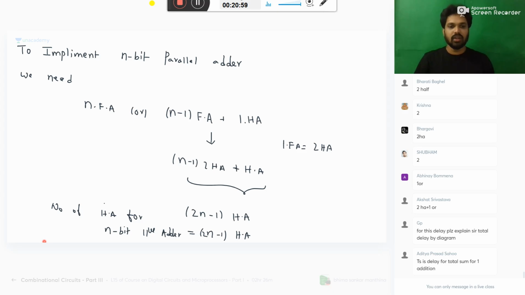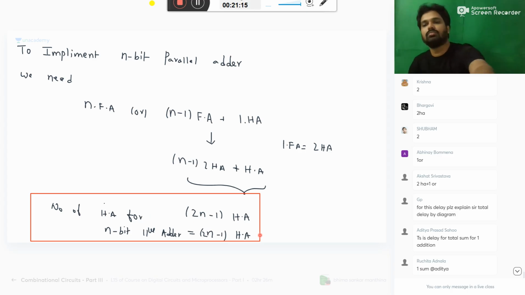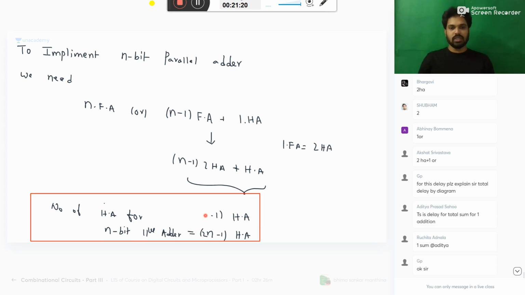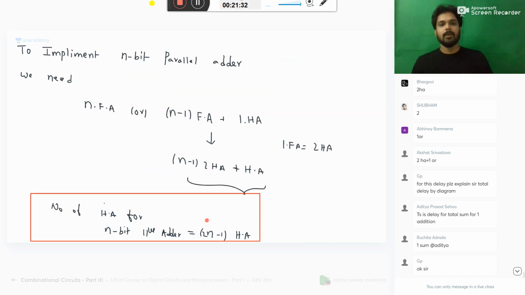Don't worry, GPA. Wait for some time. I will explain with the help of an example again. Just wait for 2 minutes. Your doubts will get clear. I already know you will get this doubt, whether these sums will come or not. Don't worry. I will clear that. So this is about your ripple carry adder.